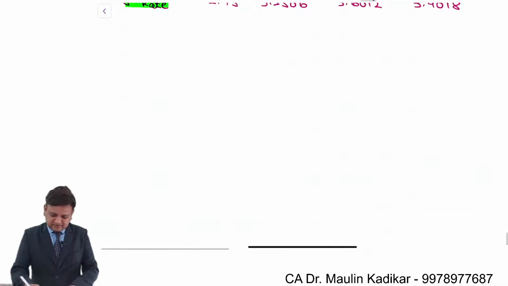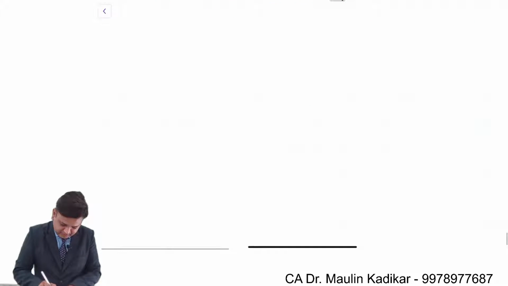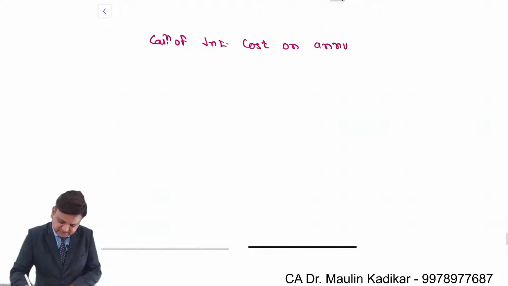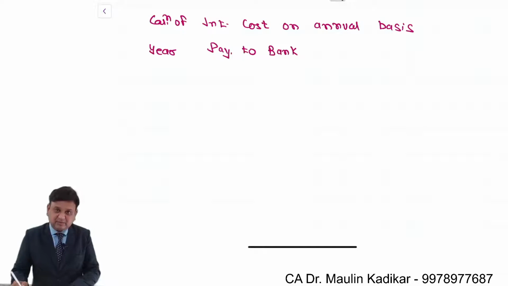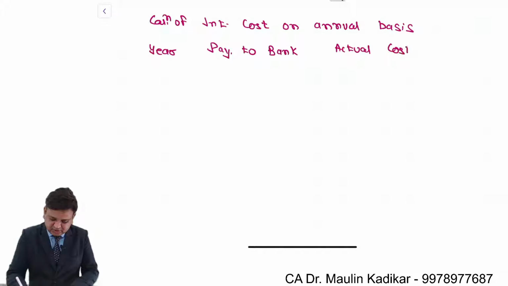Okay, write an answer for the calculation of interest cost on annual basis. Here is column number 1. Payment to bank is column number 2. Actual cost is column number 3.